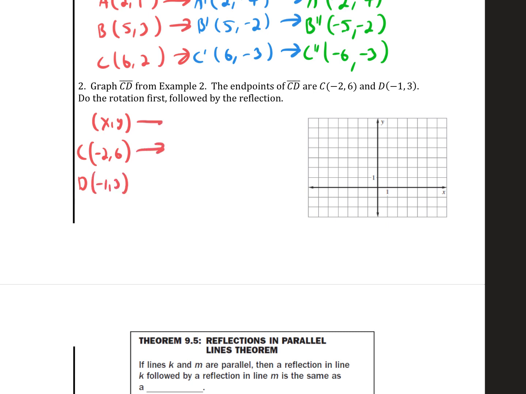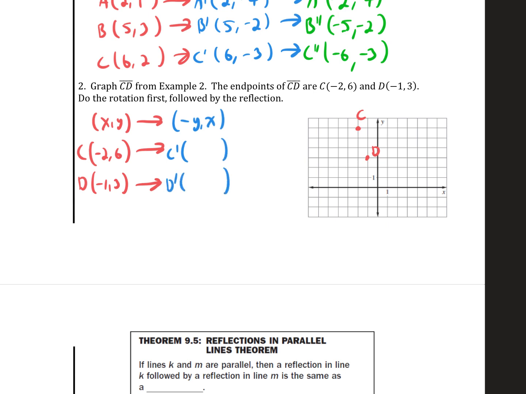All right. I guess we can graph them first. So negative 2, 6 is left 2, up 6. That's C. D is left 1, up 3. That's D. Then we're doing a rotation first, which is going to be opposite of y, and then x. Okay, so C prime and D prime.